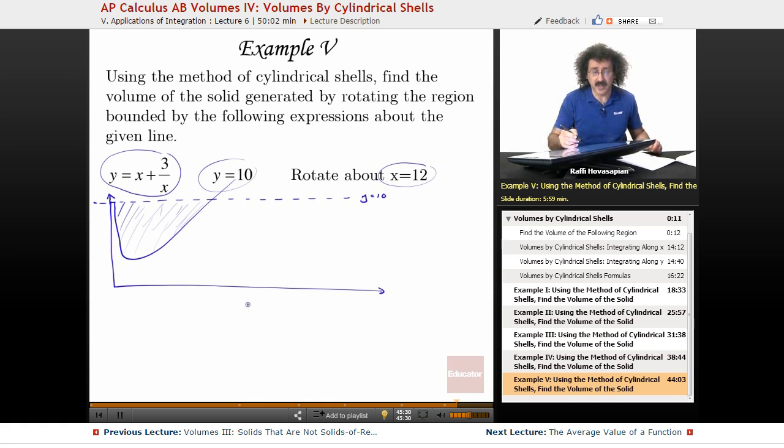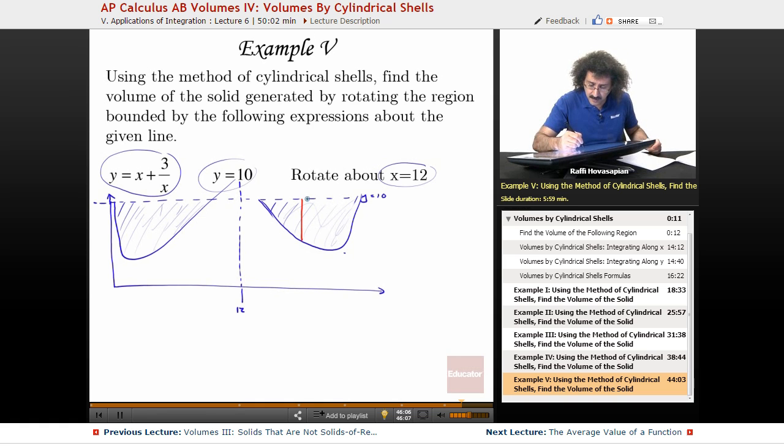They say rotate around the line x equals 12. Well, it turns out that x equals 12 is actually right about there. So this is 12, therefore our region is going to be something like that. It's going to come down to about right there. So this is the solid that we're dealing with. Our axis of rotation is 12, which means that the sides of our representative shell are going to be parallel.